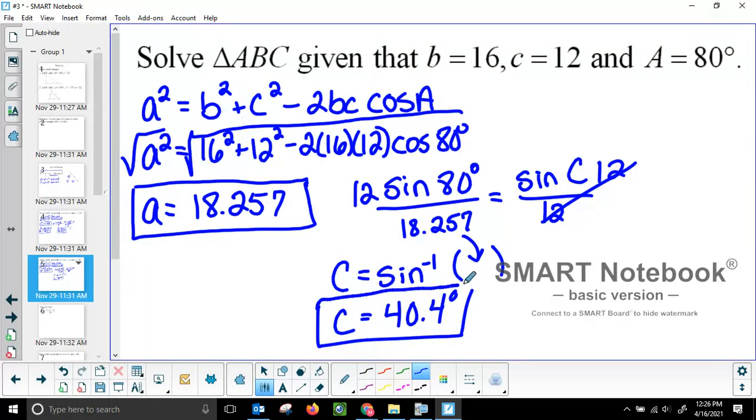Well, now that we have two of the three angles, we can easily find our third. 80 and 40.4 are 120.4, so this will be 59.6 degrees. And we have solved the triangle.